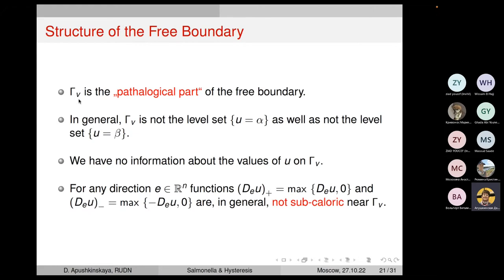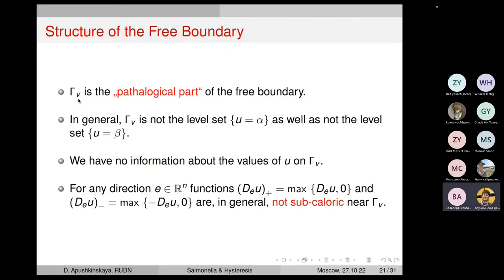The main problem is these vertical parts. We called it the pathological invisible vertical part of the free boundary. And we have no information about the values of u on this part of the free boundary. Another difficulty is that it doesn't matter which direction I choose. If I consider the derivative in these directions and take its positive and negative parts, then in general, near the vertical parts of the free boundary, they would not be subcaloric functions. And it's a real difficulty, since we use some technical things, some kind of monotonicity formula, but subcaloricity for directional derivatives is a necessary condition.